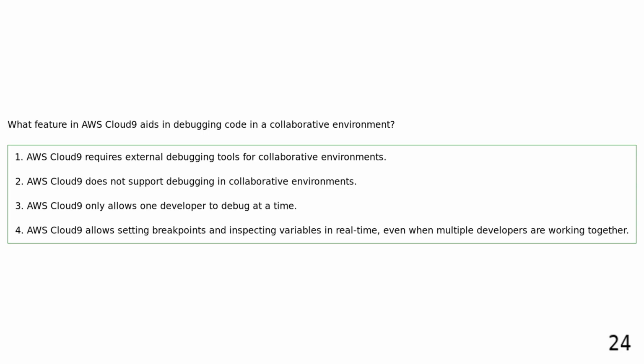What feature in AWS Cloud9 aids in debugging code in a collaborative environment? AWS Cloud9 requires external debugging tools for collaborative environments. AWS Cloud9 does not support debugging in collaborative environments. AWS Cloud9 only allows one developer to debug at a time. AWS Cloud9 allows setting breakpoints and inspecting variables in real time, even when multiple developers are working together.